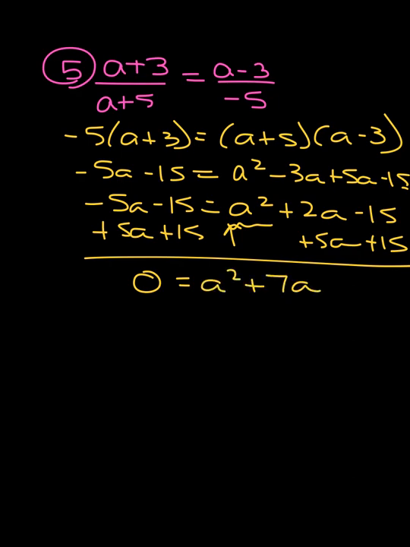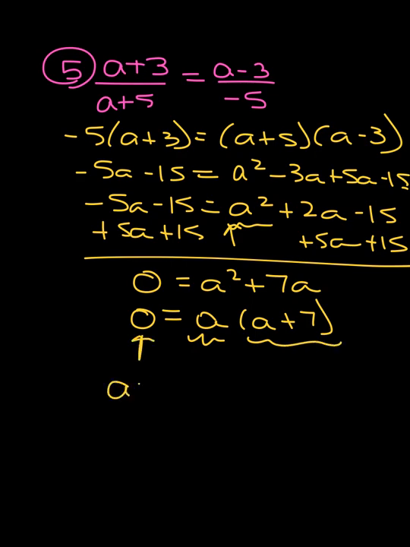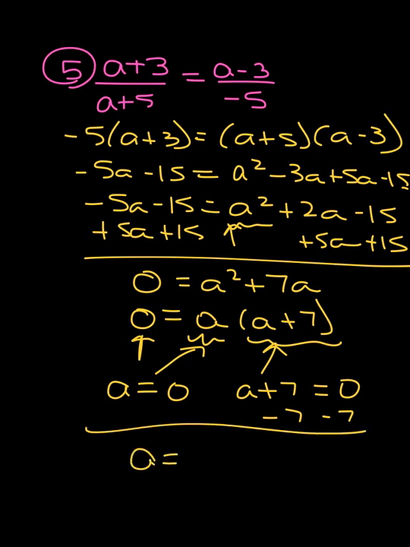Now what do I do from here? I always look to see if I can get a greatest common factor out. So let me do that first. I notice in both terms that there is an a, so I'm going to factor out an a, and I'm left with a plus 7. Now because of the zero product property, I know if I multiply this times this and get 0, that one of them has to be 0. So either a has to be 0 or a plus 7 has to equal 0. Subtract both sides. So my final answer is a is equal to 0 or a is equal to negative 7.